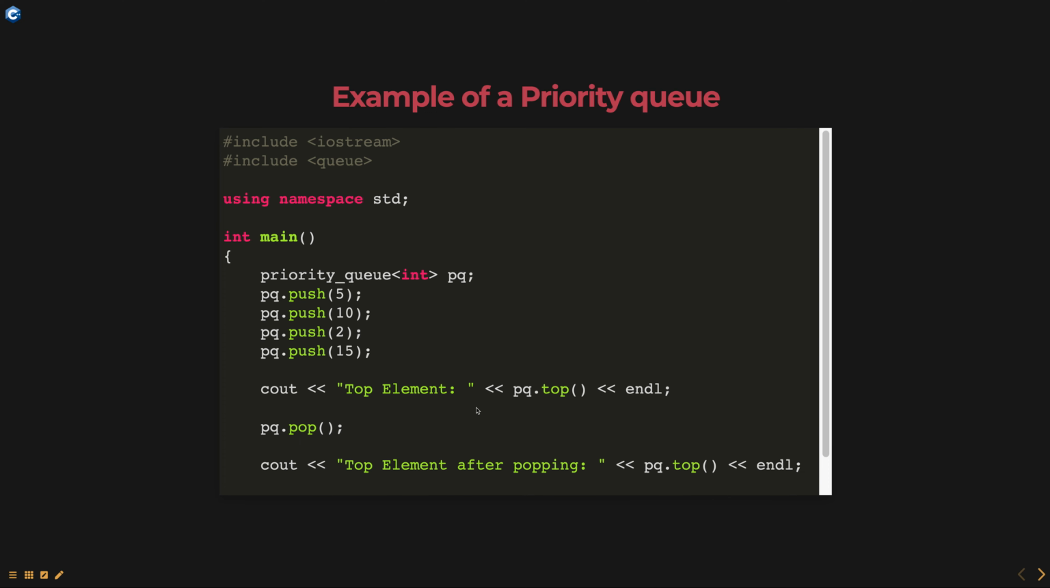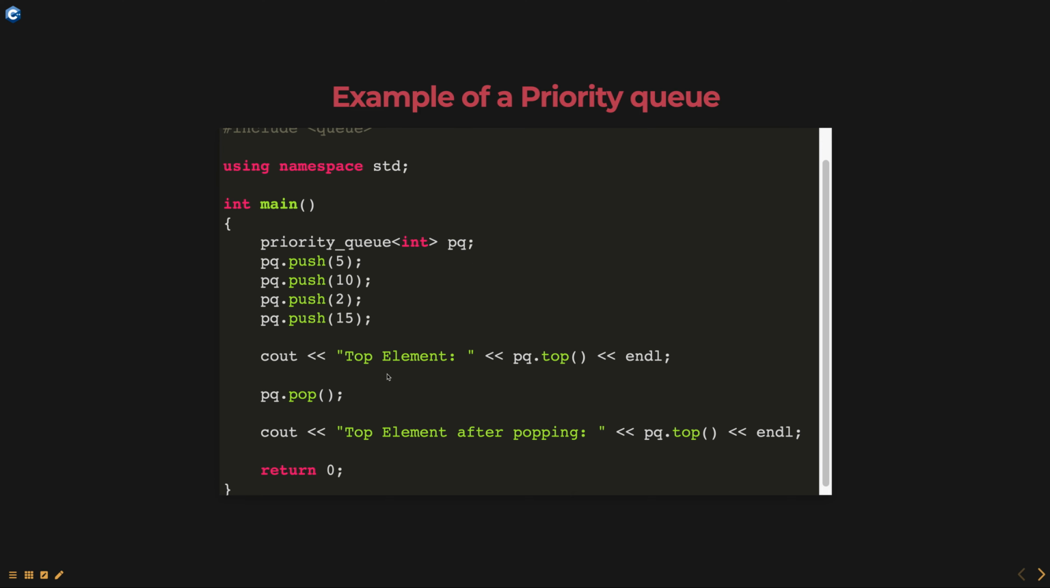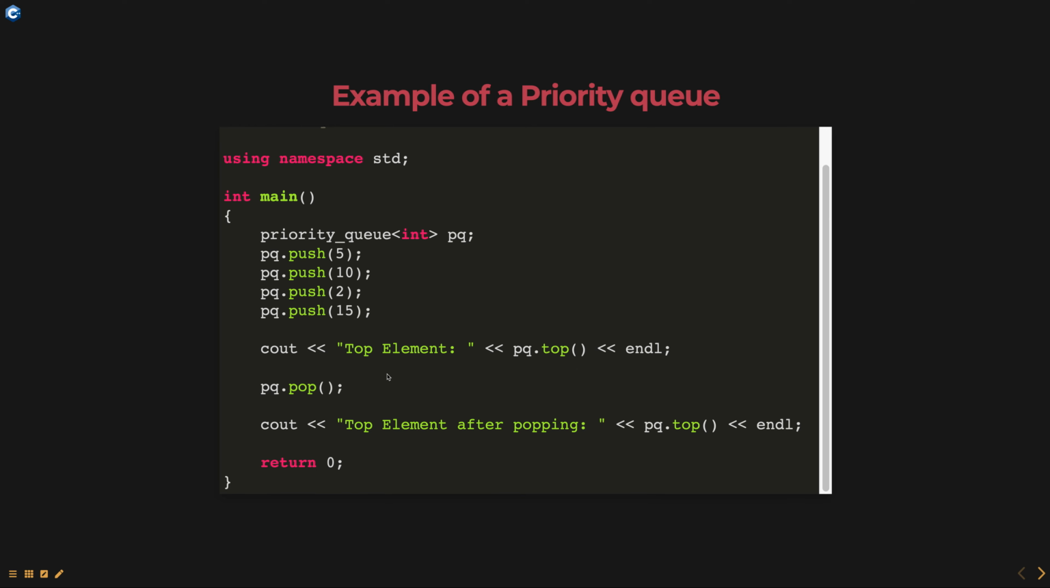We then push 4 elements into the queue with the push function, which adds elements to the queue in ascending order. We use the top function to print out the highest priority element in the queue, which should be 15.